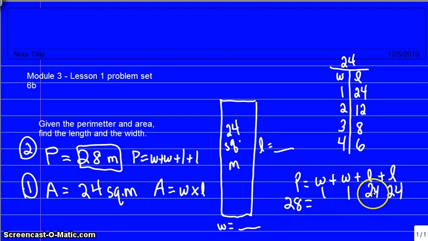Well, I can already tell 24 plus 24 is way more than 28. So that's not a valid solution. So I'm going to cross that one off. I'm going to go ahead and erase. And I'm going to try a different one.